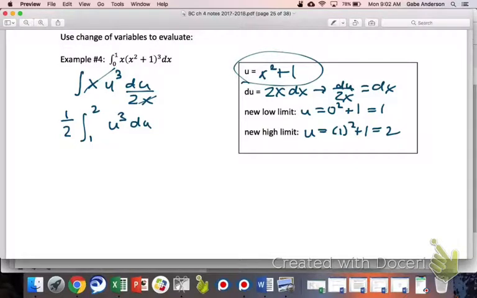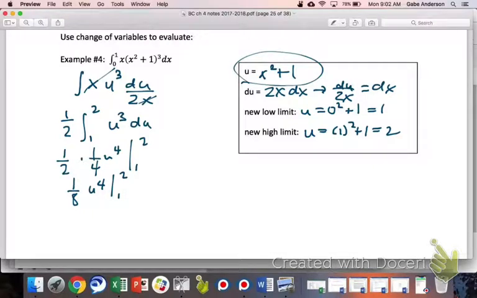I'll point out a common error here in just a second. So here's what we would do. We would go 1/2. The antiderivative of u cubed is 1/4 u to the 4th, evaluated from 1 to 2. So I'll simplify this a little bit. And let me point out the error.